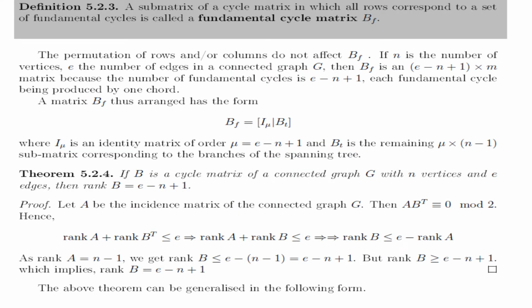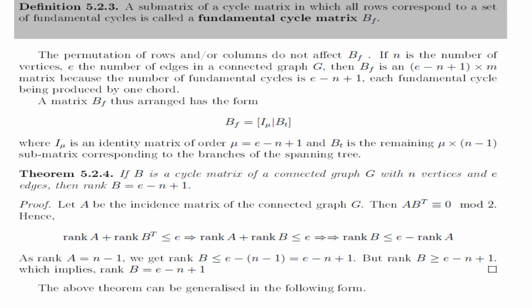Next definition: a submatrix of a cycle matrix in which all rows correspond to a set of fundamental cycles is called a fundamental cycle matrix, which is denoted by BF. The permutation of rows and columns does not affect the fundamental cycle matrix BF. If n is the number of vertices and E is the number of edges in a connected graph G, then BF is an (E minus n plus 1) by E matrix, because the number of fundamental cycles is E minus n plus 1.